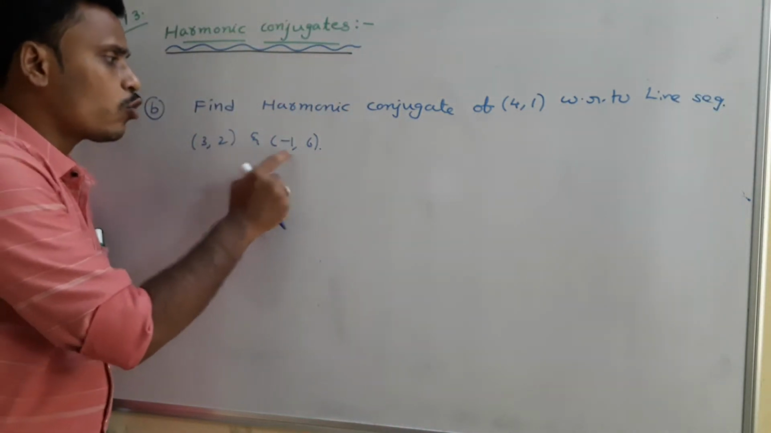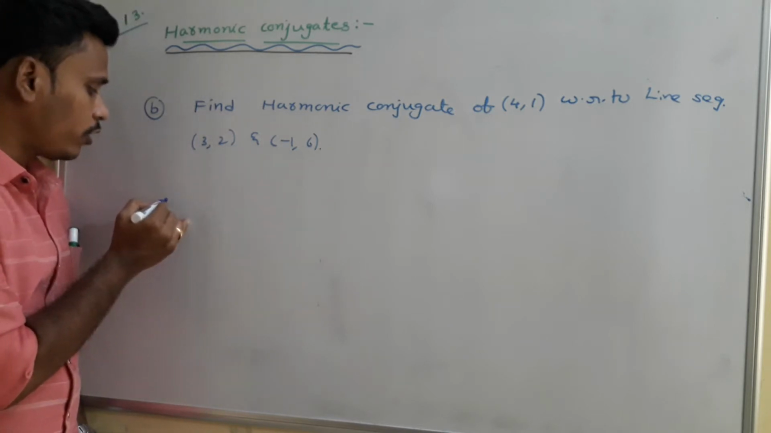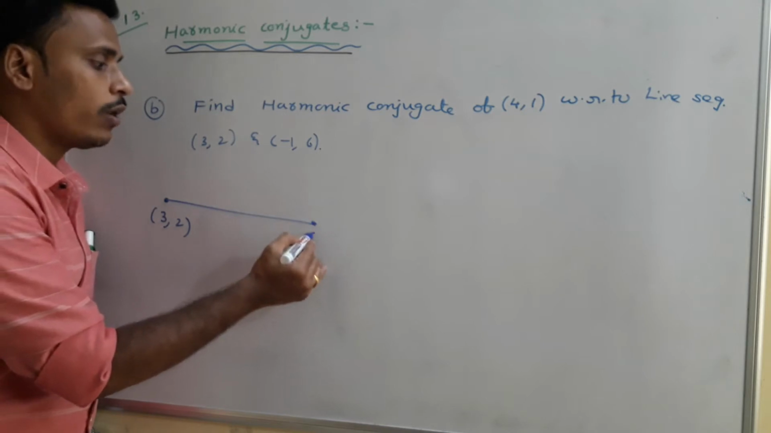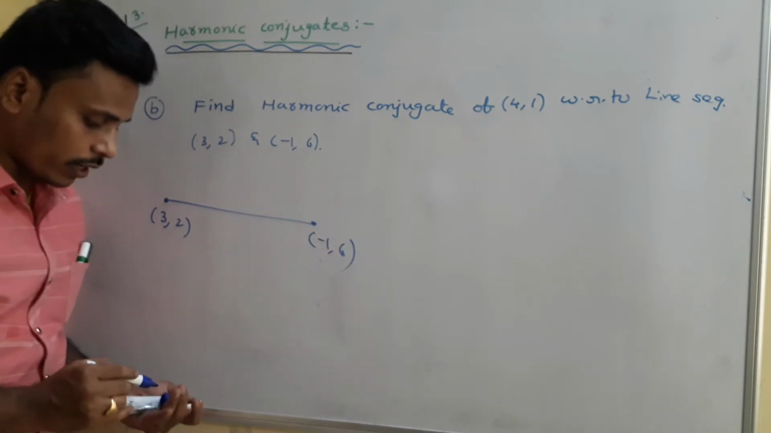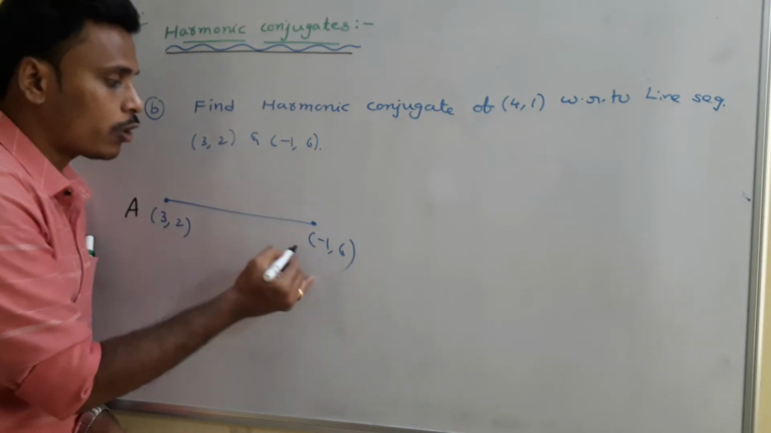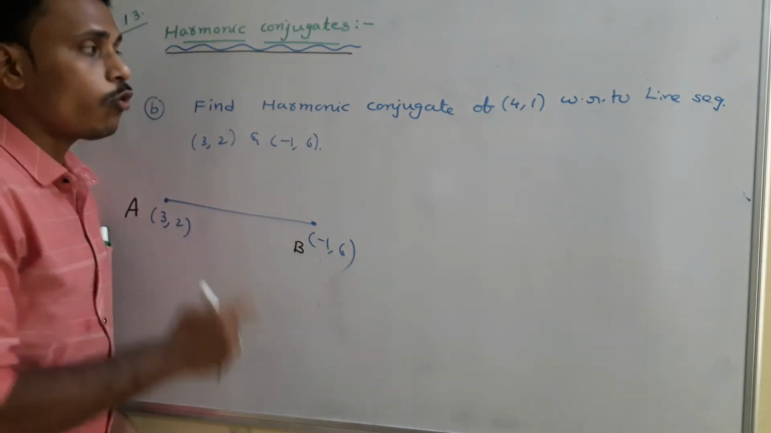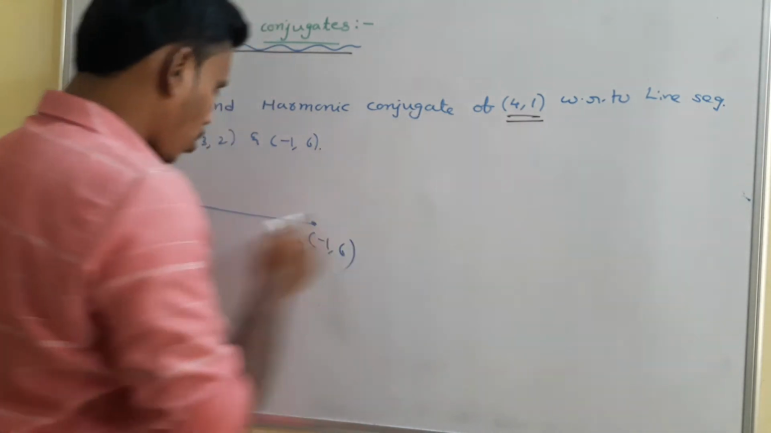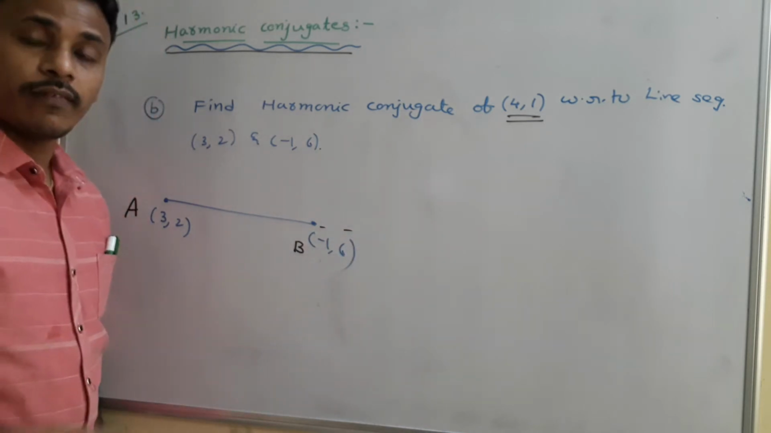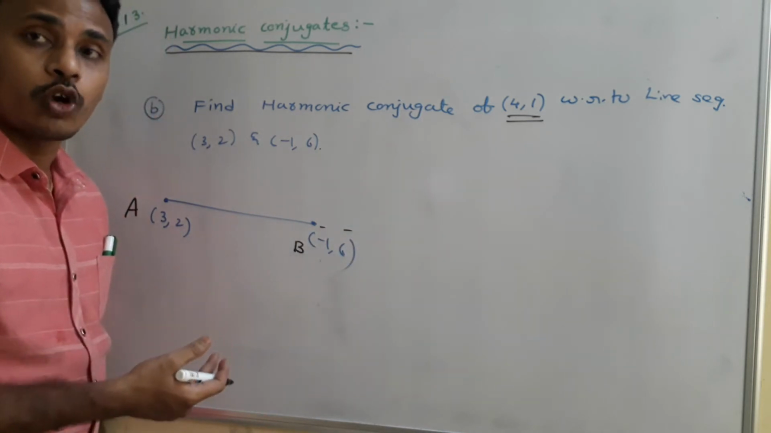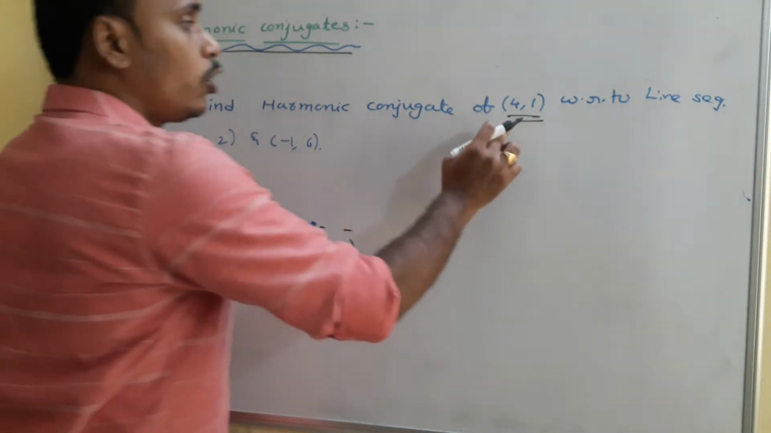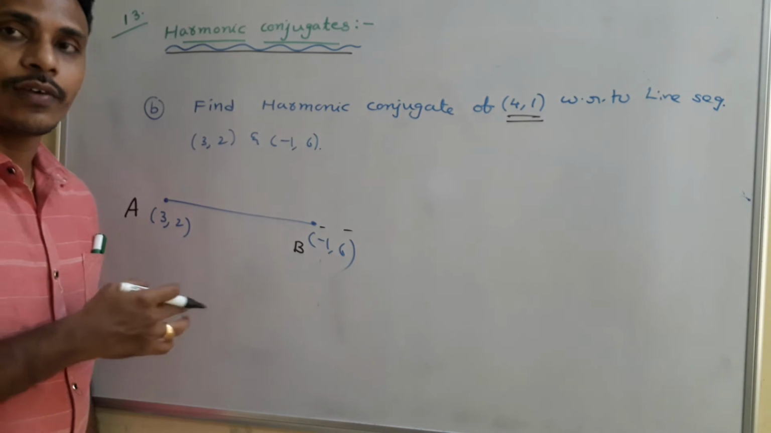If you join these two points, somewhere you will have (3, 2) and somewhere you will have (-1, 6). For convenience, mark those two points as A (3, 2) and B (-1, 6). Now this (4, 1) is a point on this line segment, maybe on the extension also. We don't know where (4, 1) is located. It may be internal, it may be external. We don't know whether it is P or Q in our general notation.